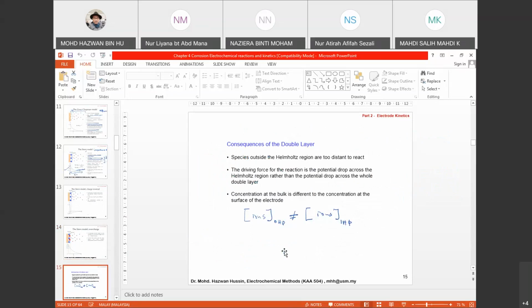All right, so the consequence of the double layer, as I mentioned, is that the species are too distant to react, and the driving force for the reaction is the potential drop across the Helmholtz region. Finally, the concentration in the bulk solution is different from the concentration on the surface of the electrode. That is why I put there that the concentration of ions at the outer Helmholtz plane is not equal to the concentration of ions at the inner Helmholtz plane.